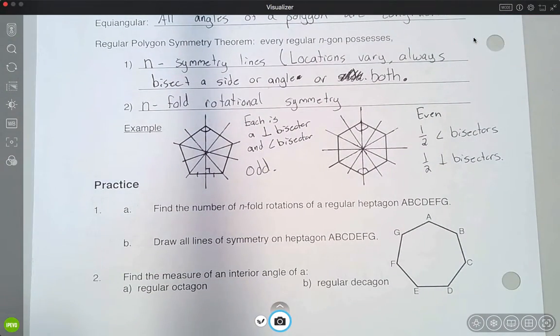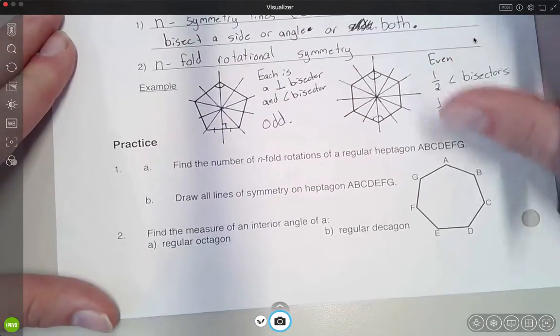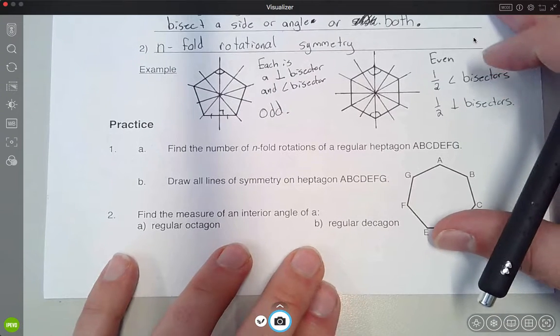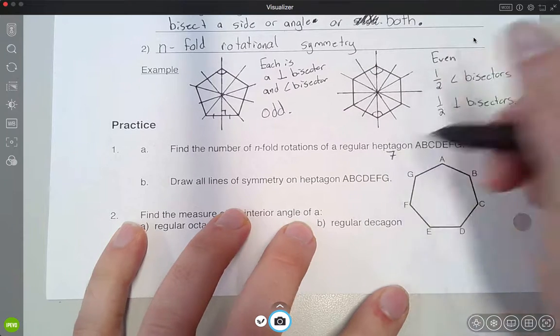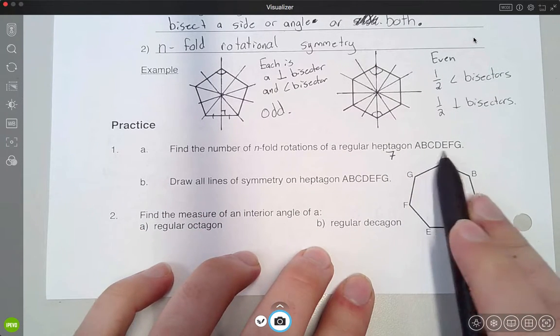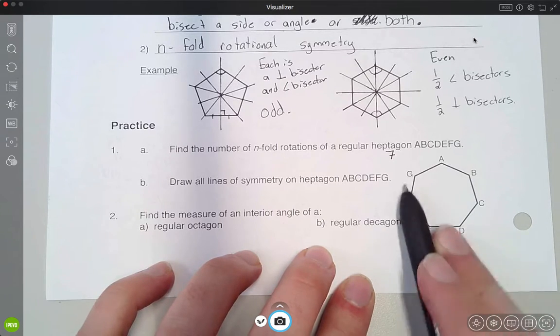Alright, let's do some quick practice on these and then you can get started with your homework for today. So for practice, number 1, I want to find the number of n-fold rotations in a regular heptagon A, B, C, D, E, F, G. So heptagon, if we remember, is 7 sides, or if I wasn't sure, I could count how many letters I have here, or I do have a picture here that I could count all of my sides. So I have 7 sides.